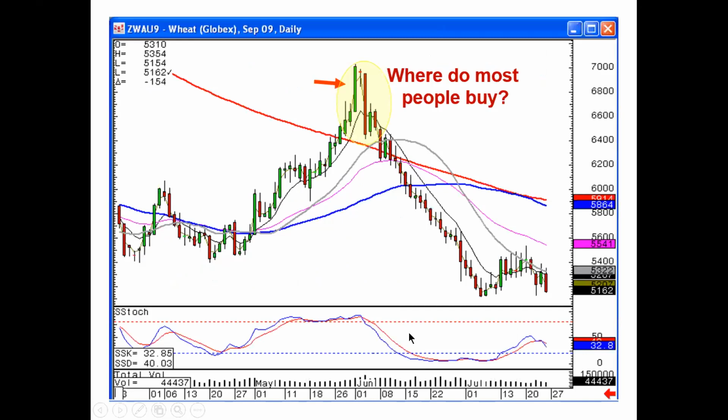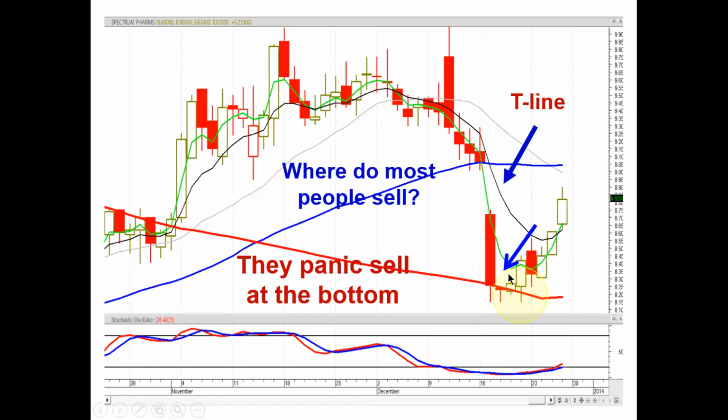The Japanese rice traders just put common sense into graphic depiction. Basically, where do most people buy? They buy exuberantly at the top. Where do most people sell? They panic sell at the bottom. Fortunately for candlestick analysis, you can start seeing when that selling is over and the reversal signals showing up.